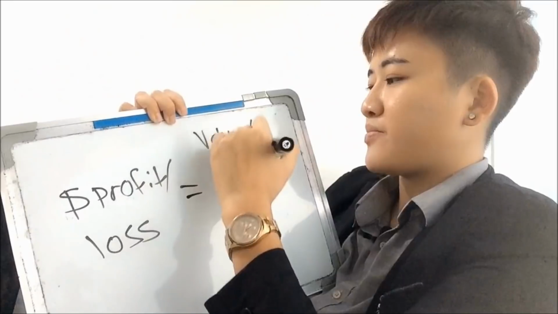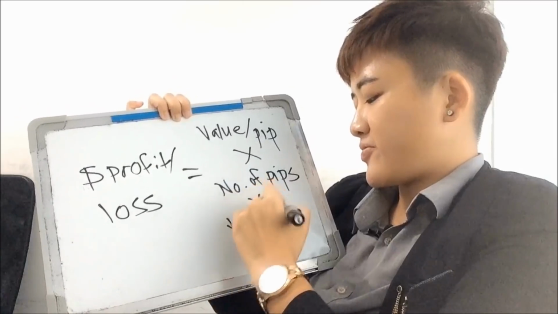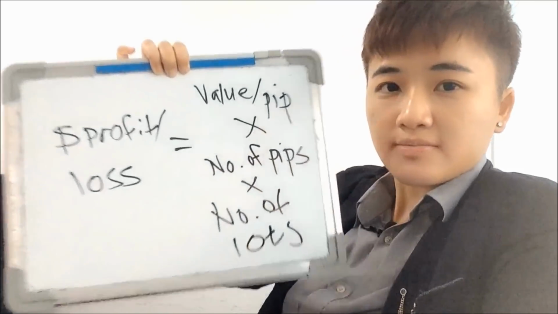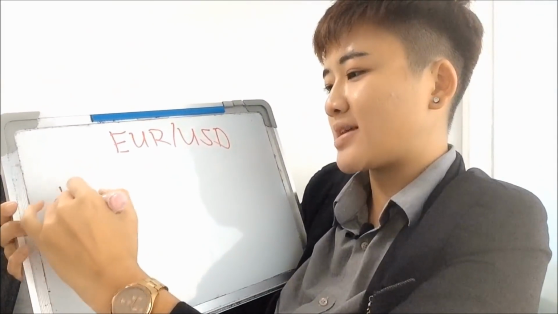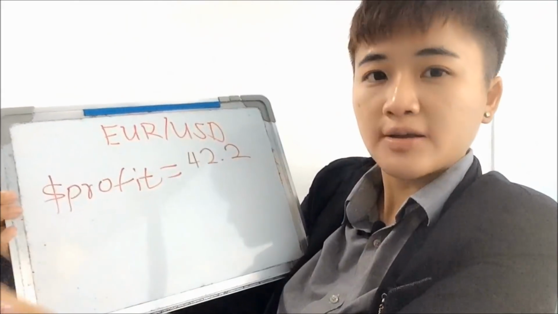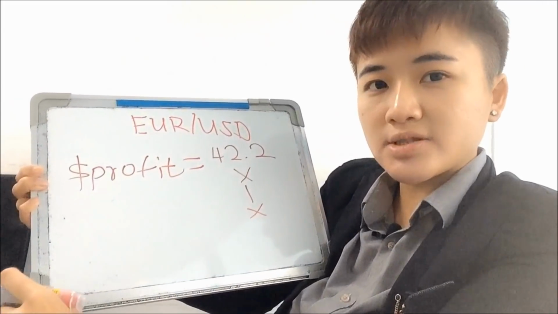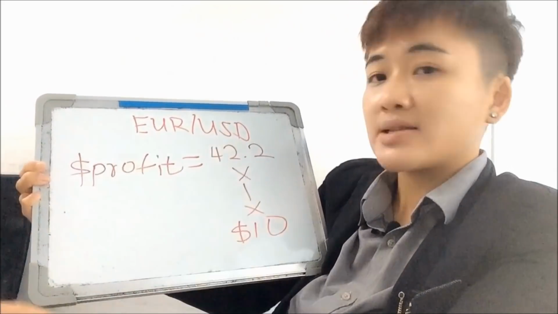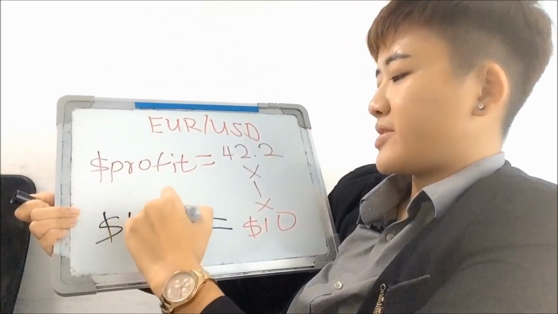So here comes the question, how do you calculate profit and loss? Value per pip times number of pips harvested times number of lots traded. So from what you've just learned, we combine everything together. We are going to calculate our profit and loss. So let's say for just now, we were trading euro dollar. So our profit for the day would be, just now we harvested 42.2 pips times one standard lot, and then times the value per pip, which is $10. So your answer would be a very easy calculation.